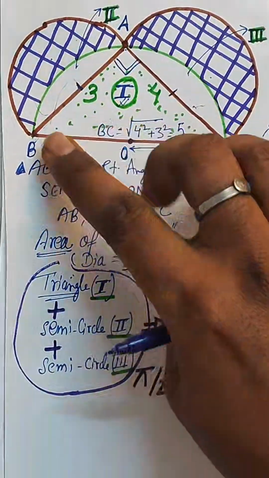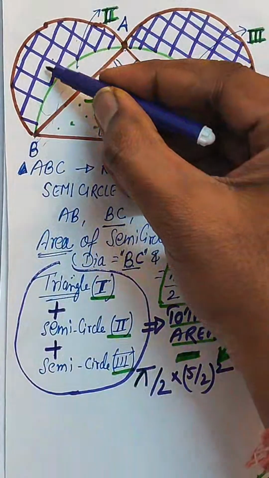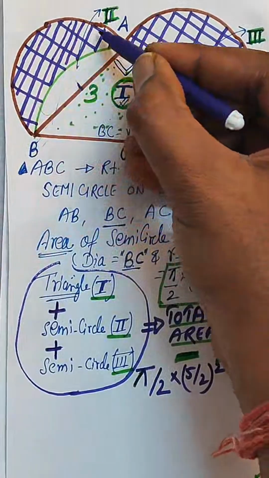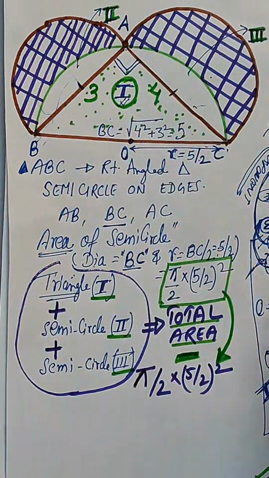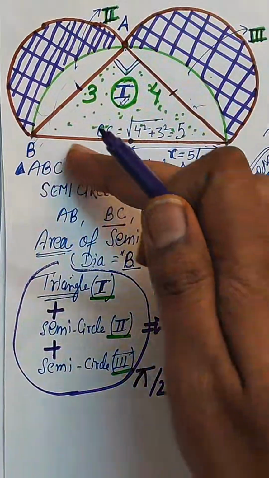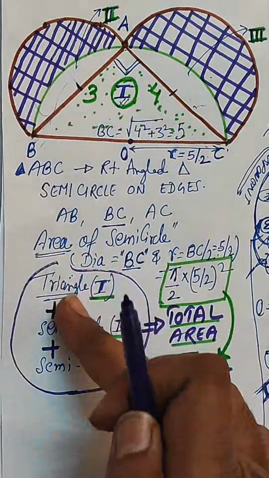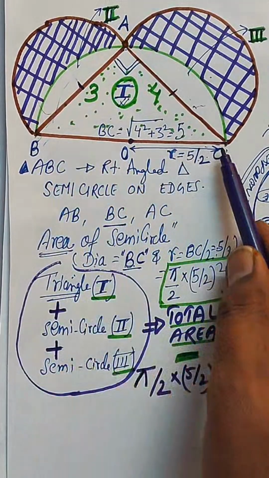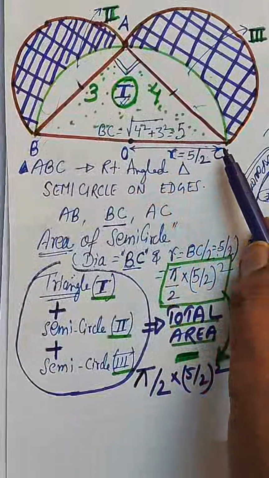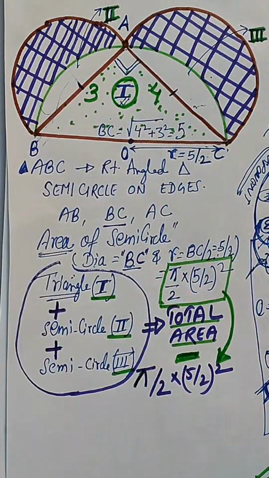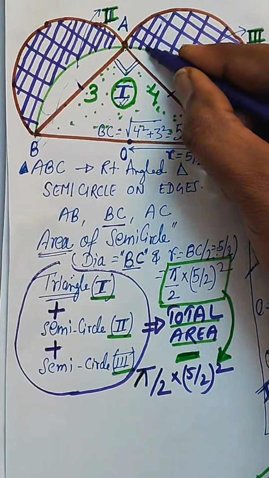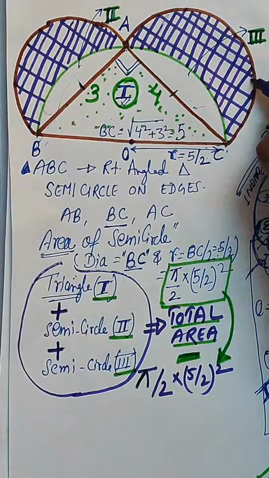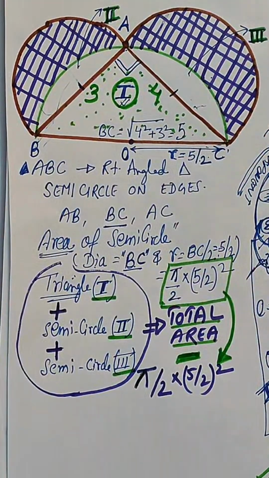If this area is subtracted from the whole area, you get the area of this shaded region, isn't it? Tell me, area of this shaded region you will get. From the total area, if you subtract the area of the semicircle which is built upon the base BC or hypotenuse BC, where OC is the radius of that semicircle, then you will get the shaded area, my dear friends, right? This shaded area.